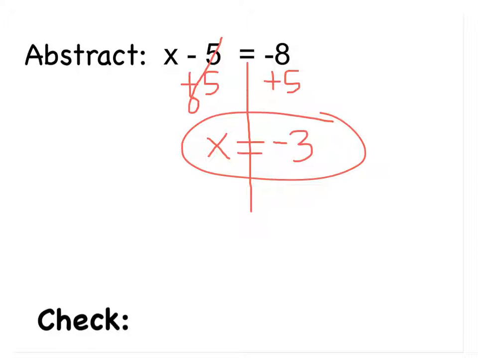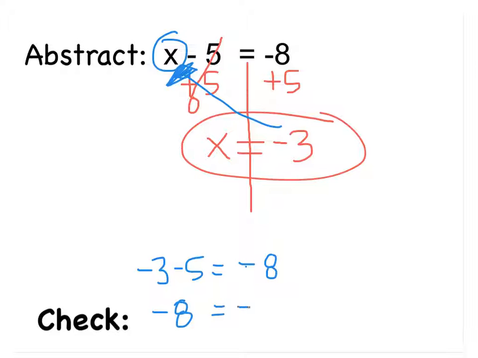Now, let's do the check. So remember, everywhere I see x in my original equation, I'm going to put a -3 in instead. Okay? So I've got -3 minus 5 equals -8. Now, -3 minus 5 is -8, so I can see that both sides are the same number.